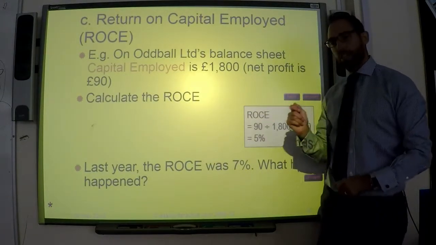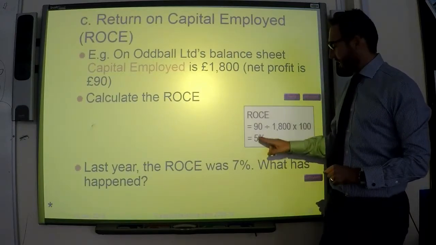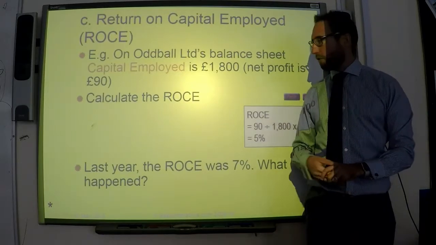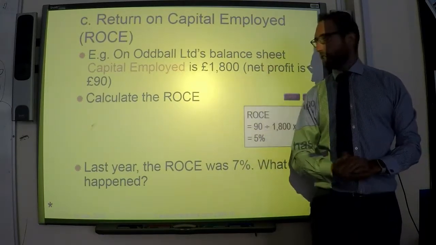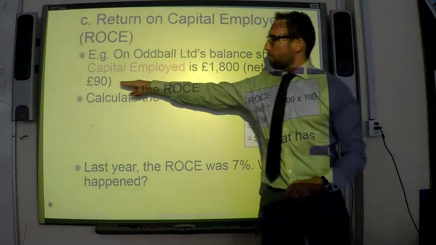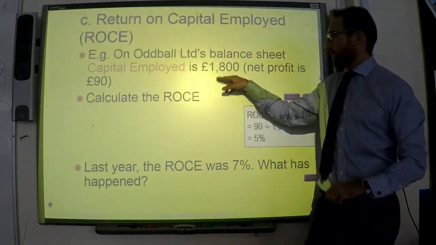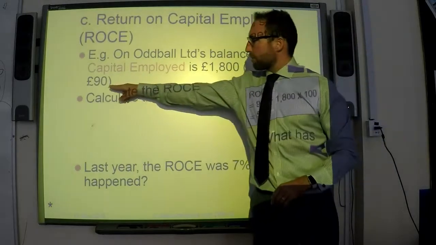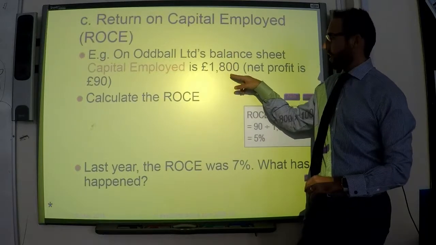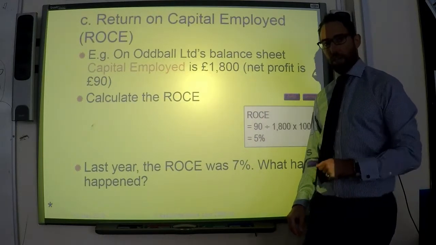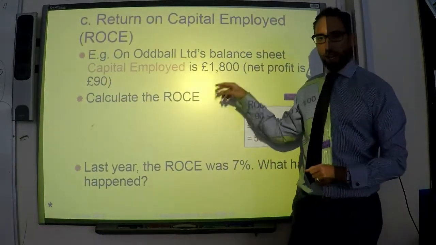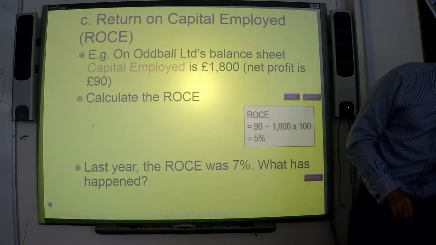Again, do we want a low percentage or a high percentage? The higher the percentage, the more profit we are making on what we have invested. So for ROCE, again, a higher percentage is good. The higher the percentage, the better. Okay? Because the higher the percentage, the more profit that we're making from the money that we've invested. If we look at another example, if that was £180, we would do 180 divided by 1,800 times 100, and that would obviously be 10%. So the higher the net profit, then the higher the return on capital employed will be.